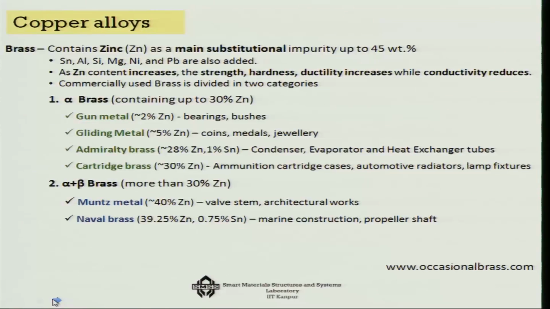Now, what are the alloys that copper is generally used to make? The most important one is brass, which contains zinc. Earlier we talked about zinc, and zinc actually goes as a substitutional impurity, which means that copper atom and zinc atom are of considerable size, hence one can be substituted inside the lattice of the other.